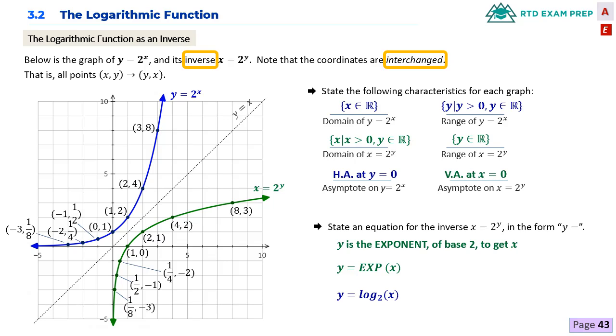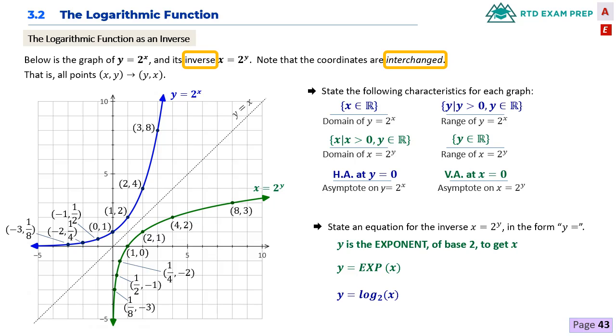Now, it's not typical for us to write equations in terms of x equals. So how can we take the inverse, which is x equals 2 to the y, and write it in the form y equals. Okay, well, if x equals 2 to the y, that means we're inputting the value of the power, and we're asking as the output for what the exponent was. So we read this as y is the exponent on a base of 2 that would generate x.